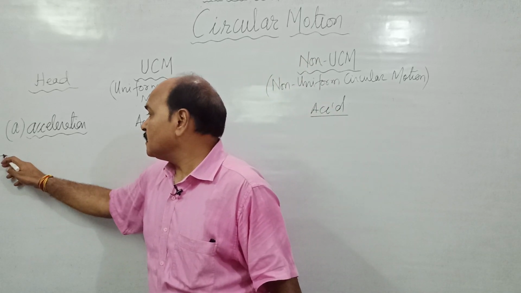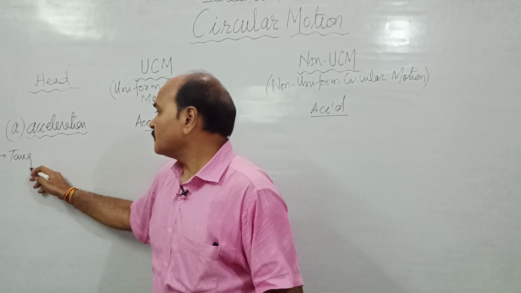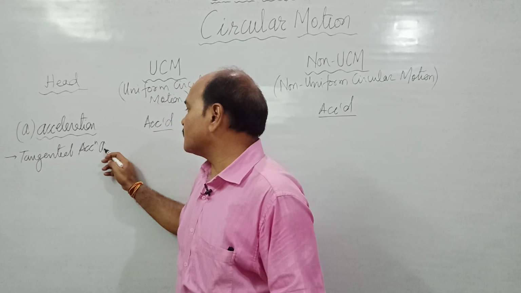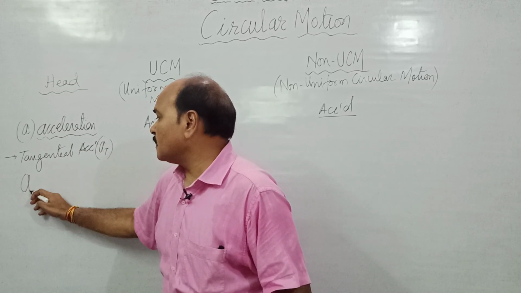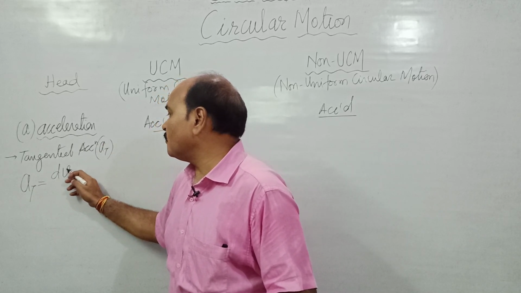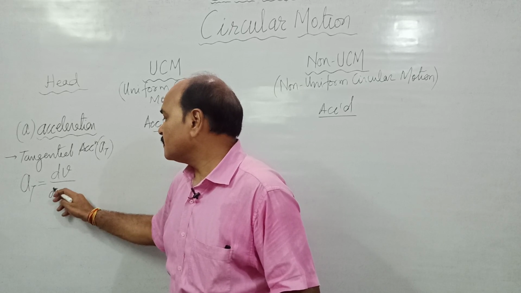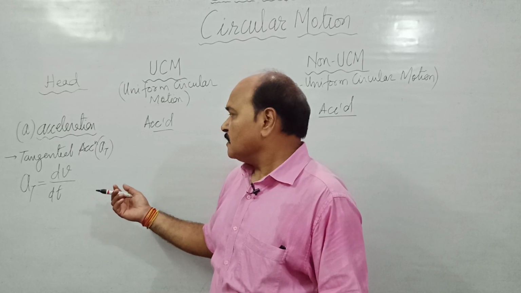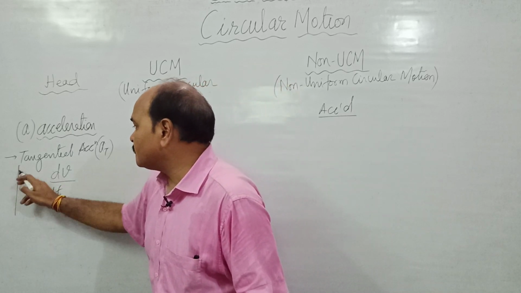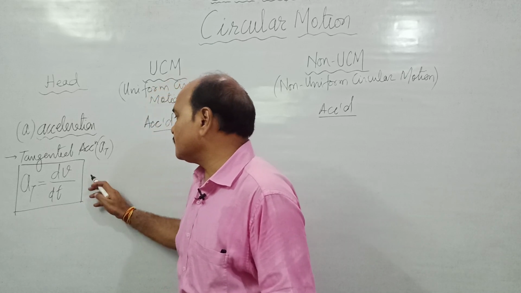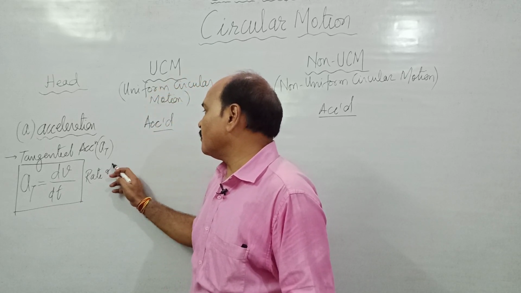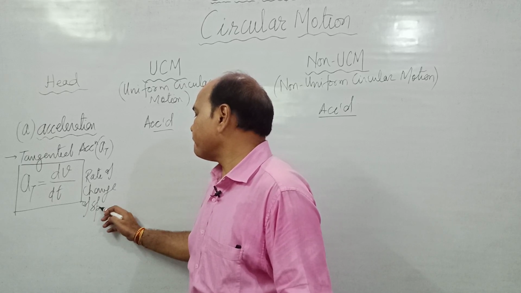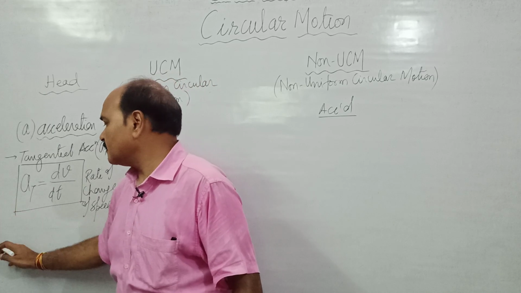Number one is called tangential acceleration. This tangential acceleration is defined as the rate of change of tangential speed or tangential velocity. Or we can say tangential acceleration is simply the rate of change of speed. Tangential acceleration is rate of change of speed. This is one type of acceleration.